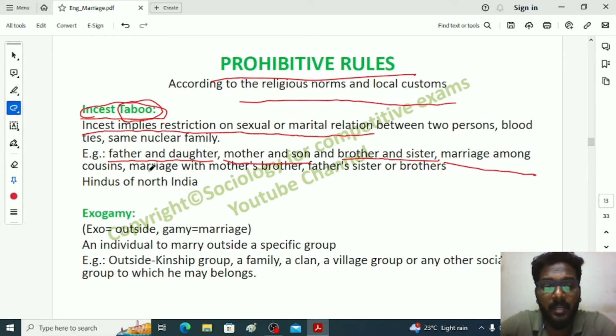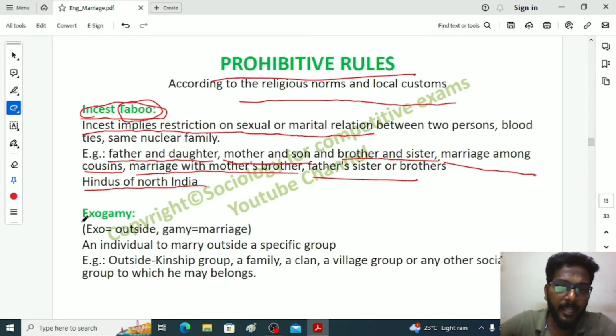Marriage among cousins is restricted in this rule, and marriage with mother's brother and father's sister's brothers is also restricted in this rule. This kind of rule is familiar among Hindus of North India. The next prohibitive rule is exogamy. Exo means outside, gamy means marriage.